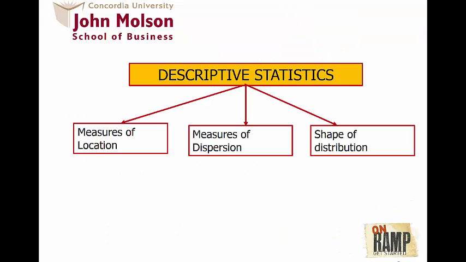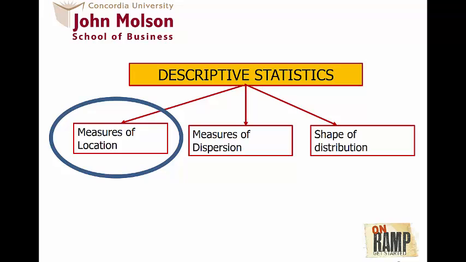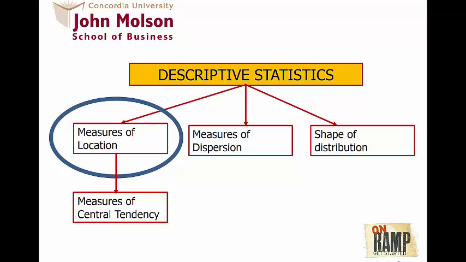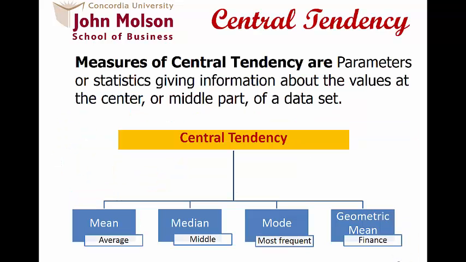We will study in this module and the following two descriptive statistics. For this module, we'll look at measures of location. Measures of location are often called measures of central tendency. Measures of central tendency are parameters or statistics giving information about the values at the center or the middle part of a data set. We will see 4 of those measures.